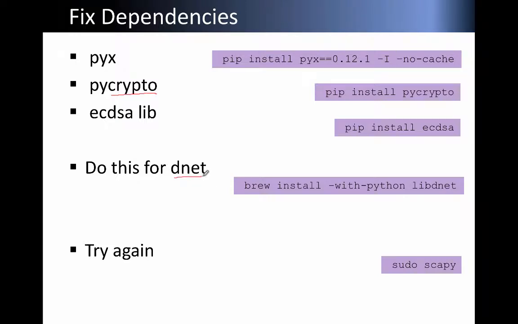For dnet, if you are up to this point, you probably have some errors. After you do this, if you do Scapy, then you still have an error. One of the errors complains about missing dependencies. Therefore, you have to install PyCrypto and also include this library. So you have to do every step successfully with no error.